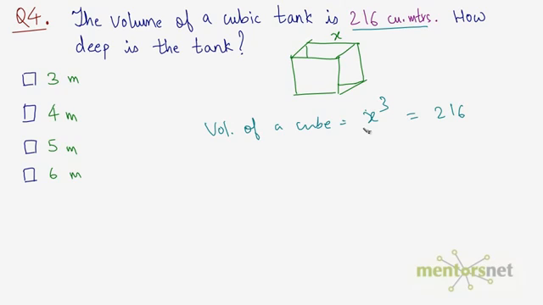So we have to find the value of x, because x is the length, it is the breadth, and it is the depth also. So x cube is 216, so x is equal to cube root of 216, and the cube root of 216 is 6. If you don't know, you can find it out by prime factorizing 216 and then taking the cube root on both the sides. But cube root of 216 is 6, so our answer is 6 meters.